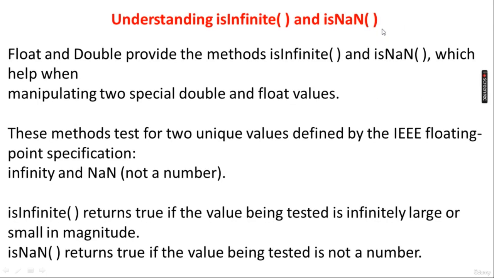Understanding isInfinite and isNaN. Float and Double provide the methods isInfinite and isNaN, which help when manipulating two special double and float values. These methods test for two unique values defined by the IEEE floating point specification: infinity and NaN. isInfinite returns true if the value being tested is infinitely large or small in magnitude, irrespective of double and float. If it is very large or very small, isInfinite will give you true. isNaN returns true if the value being tested is not a number.